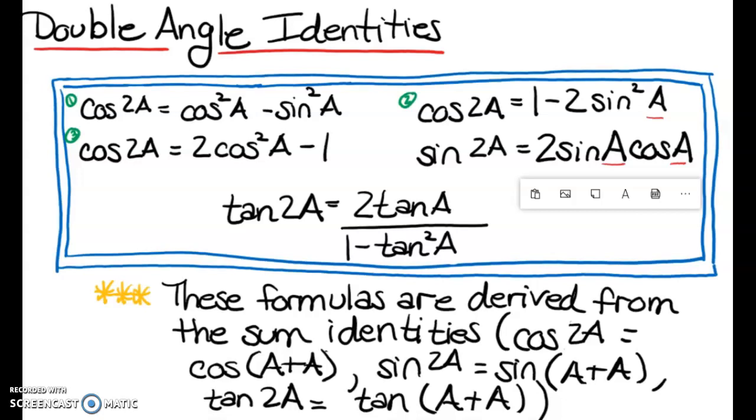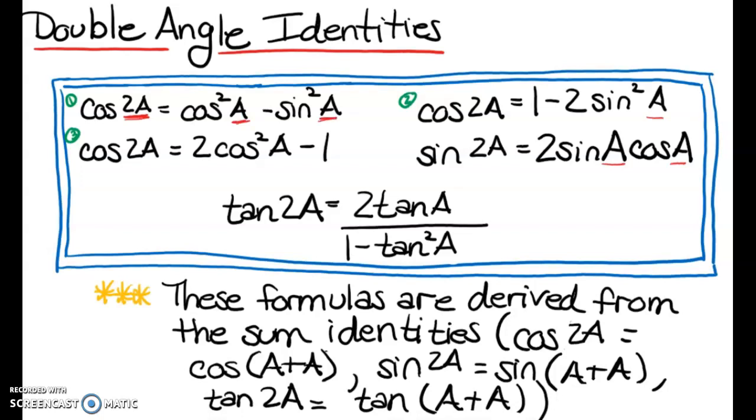In this video, we're going to take a look at our double angle identities. And double means twice. So our double angle identities are going to be twice a certain angle. Okay, so if you take a look at this, we have double an angle here, but all of our formulas here have a single angle.